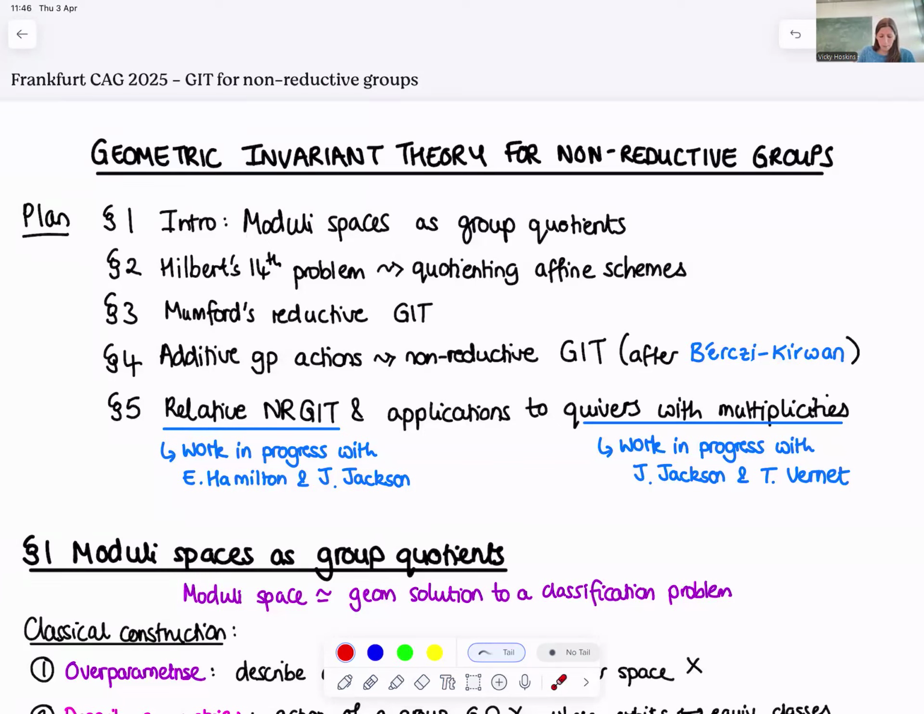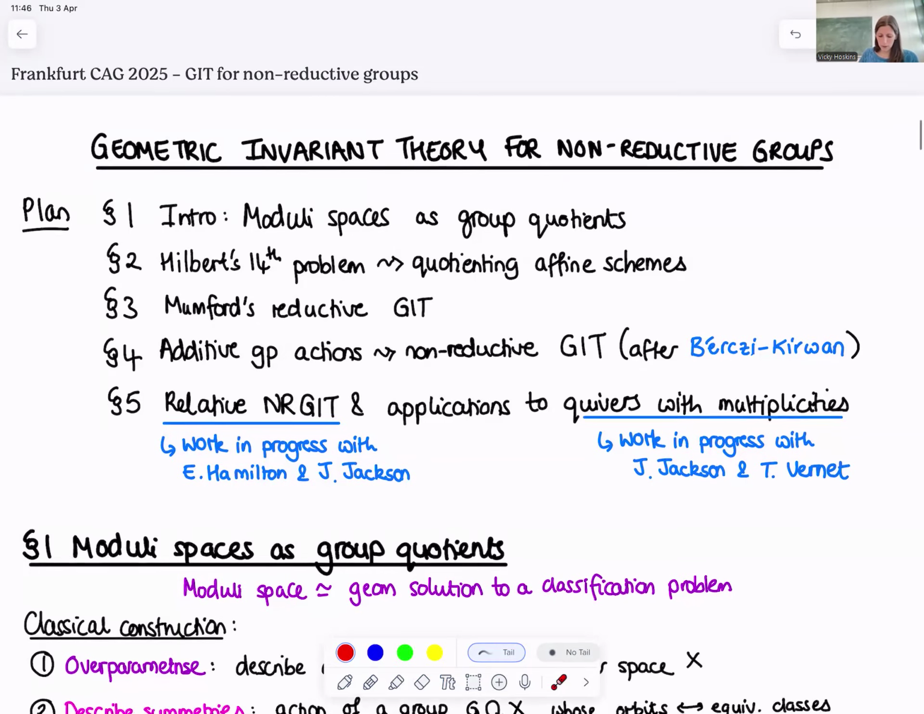And then the last section is talking about a general framework for non-reductive geometric invariant theory, which we call relative non-reductive GIT. And I'm going to discuss some applications to representations of quivers with multiplicity. So these are, rather than looking at representations of quivers over a field, you look at truncated polynomial rings, and you see, in this case, non-reductive group actions appearing.